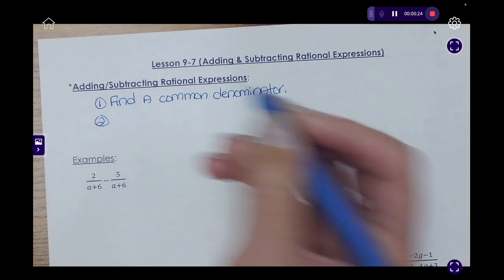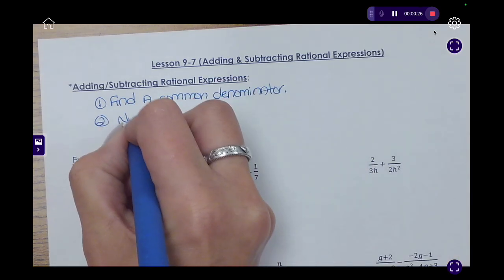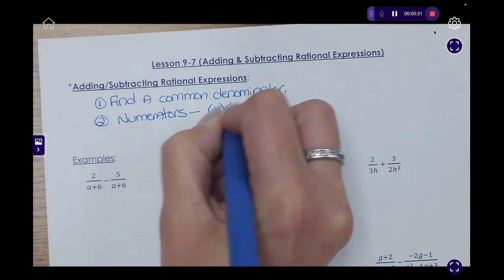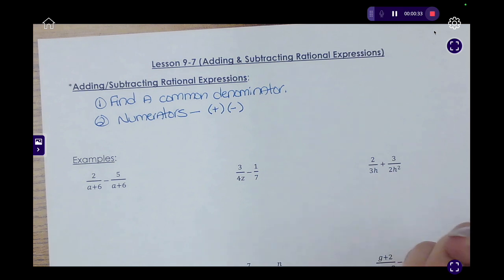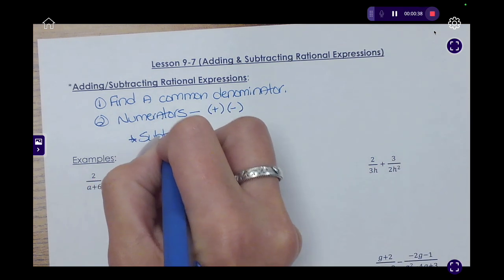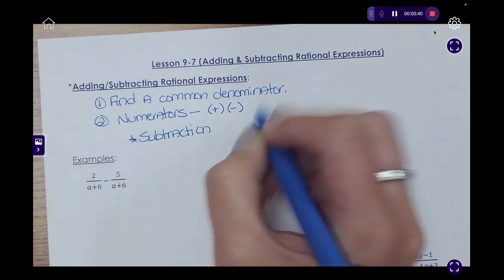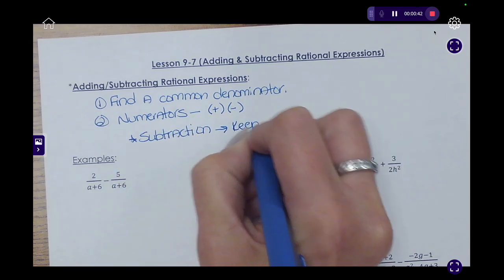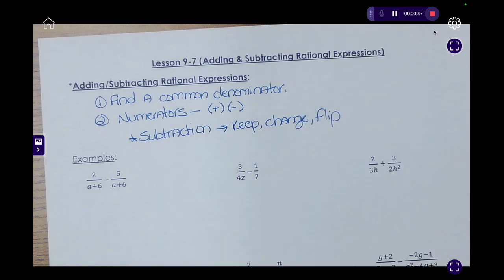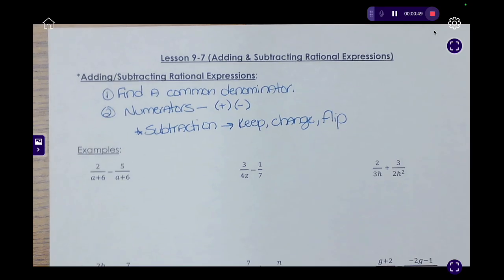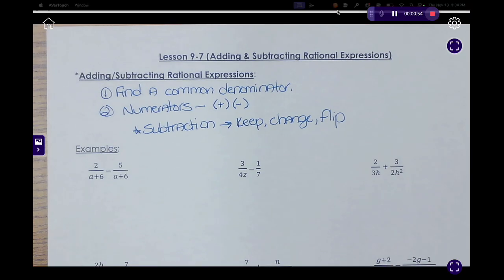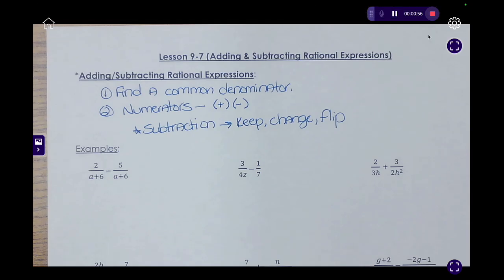When you're adding and subtracting, it's only the numerators that you are adding and subtracting. You either add or you subtract, the denominator staying the same. With subtraction, kind of like with division, we're going to do the same thing. We're going to do the keep, change, flip, and change it to an addition problem. Okay, so we're going to go through a couple examples of this.